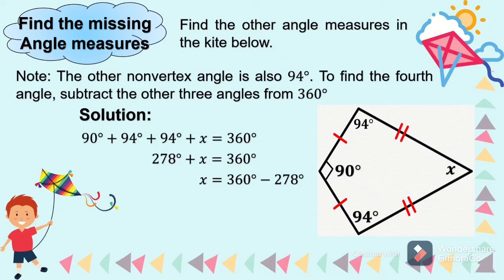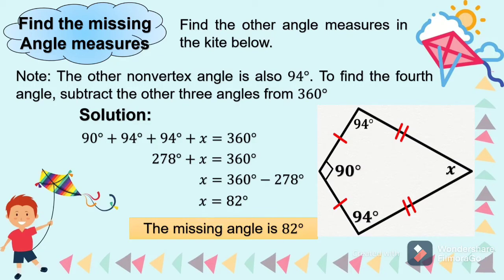Then we get x is equal to 360 degrees minus 278 degrees. Simplifying that, we have x is equal to 82 degrees. That means the missing angle is 82 degrees.